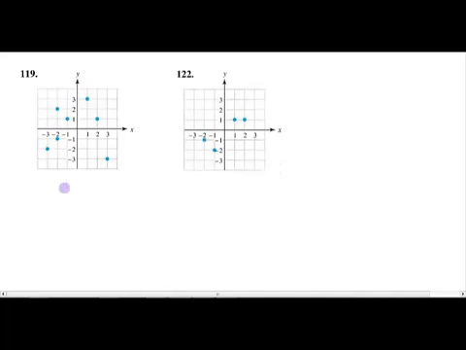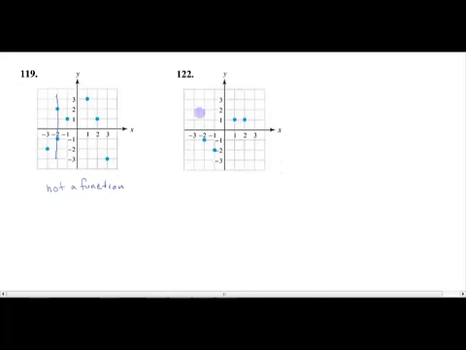Is this going to pass the vertical line test? We can see right here it doesn't pass the vertical line test. If we draw a vertical line through there, we have 2 points that vertical line is passing through. In other words, this is the point -2, -1. This is the point -2, 2. So we have an x of -2 going to 2 different y values. So this is not a function.